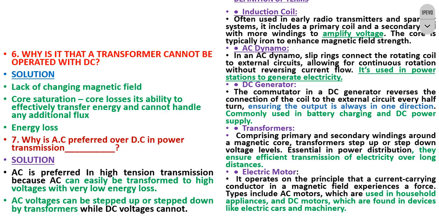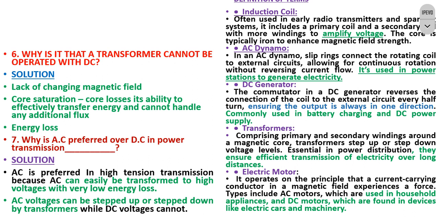The electric motor operates on the principle that a current-carrying conductor in a magnetic field experiences a force. Types include the AC motor, which is used in household appliances, and the DC motor, which is found in devices like electric cars and machinery. So we have the following: the induction coil is used to amplify voltage, the AC dynamo is used in power stations to generate electricity, the DC generator is commonly used in battery charging and DC power supply, and it makes current flow in one direction.